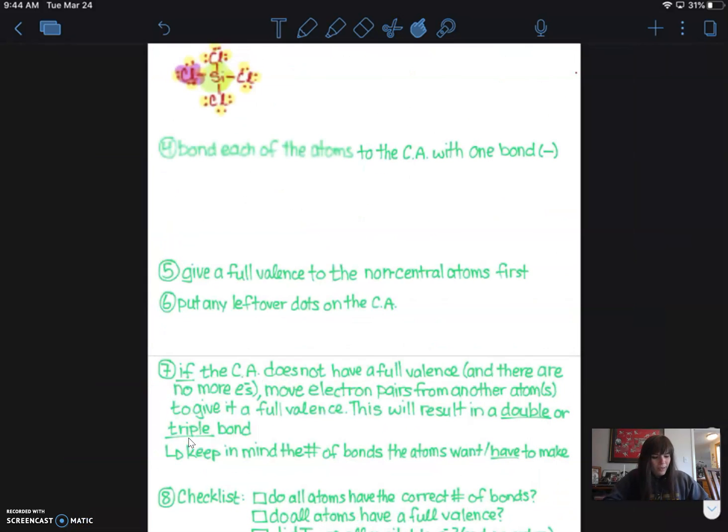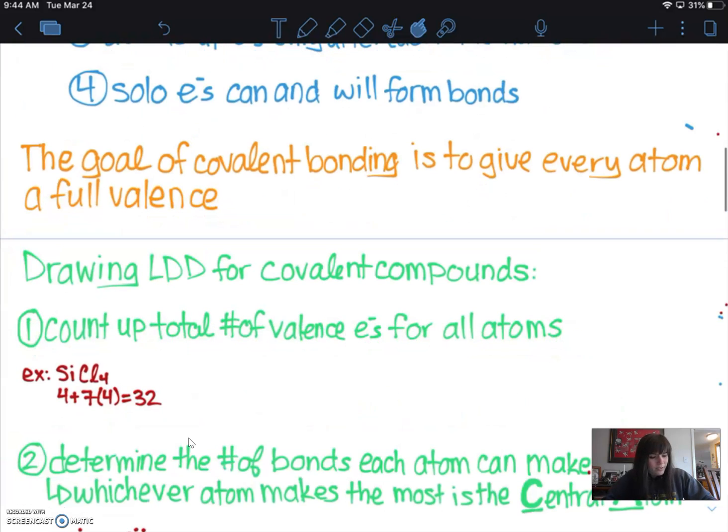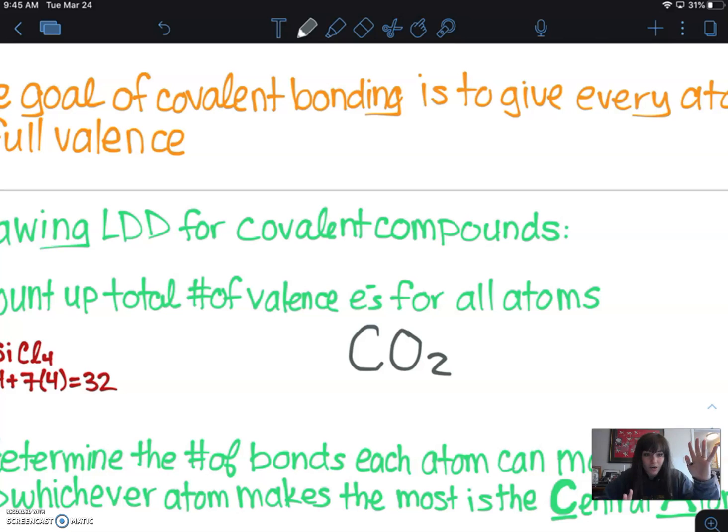So really quickly, I'm going to go back through. We're going to do one more example, and it's going to be for carbon dioxide. So carbon dioxide, step number 1, total number of valence electrons. We get 4 from carbon and 6 from each of the oxygens. That brings us to a total of 16 electrons that we need to place around this molecule.